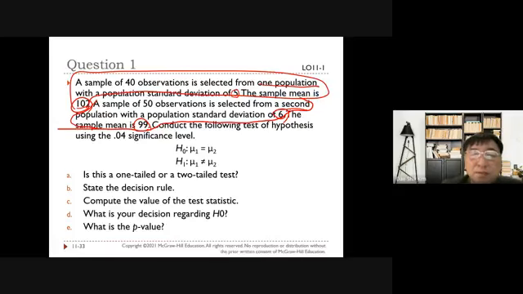We want to test at the 0.04 significance level. Usually such a number is not used. 0.1, 0.05, 0.01 are popularly used. So we want to test whether the means are equal. Does any difference exist? It is unequal, so it's a two-tail test.